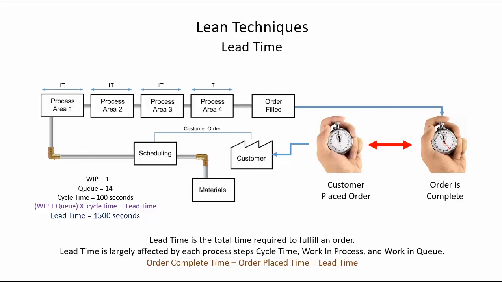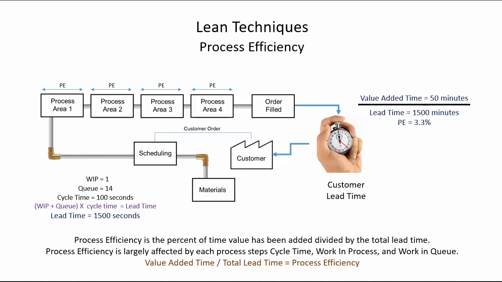Lead time is the total time required to fulfill an order. It's largely affected by each process step's cycle time, work in process, and work in queue. Lead time can either be observed or calculated. It can be observed by measuring the time it takes from the time an order is placed to the time an order is complete. Lead time can also be calculated by multiplying the number of items currently in queue and in WIP times the average completion time. Process efficiency is the percent of time value has been added to a product or service divided by the total lead time.